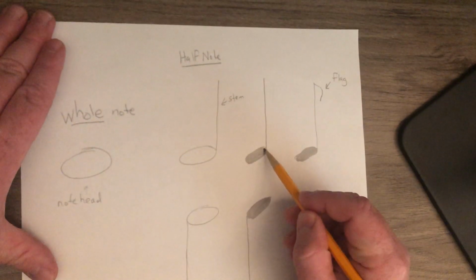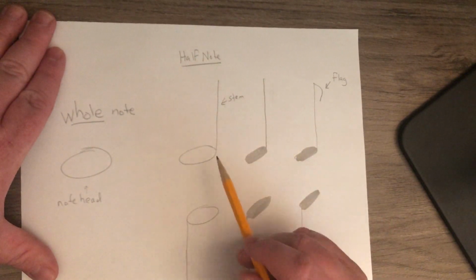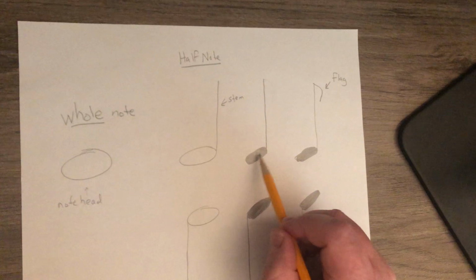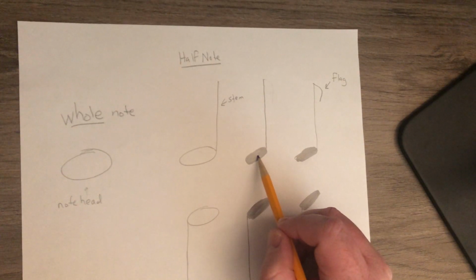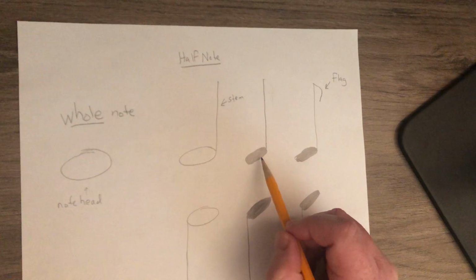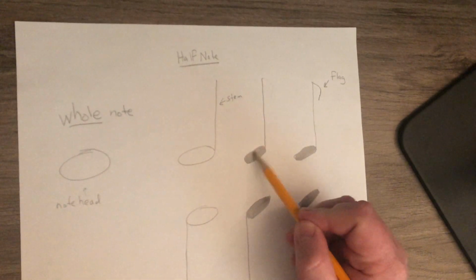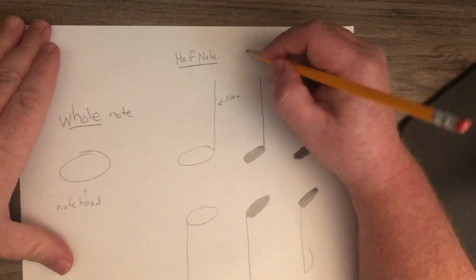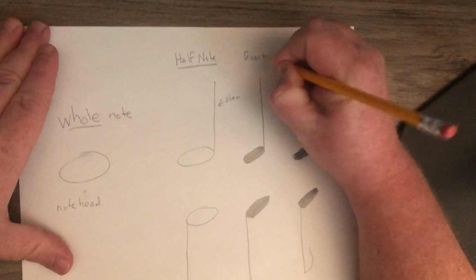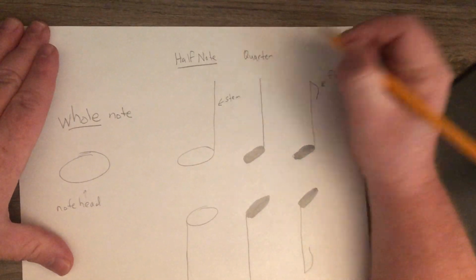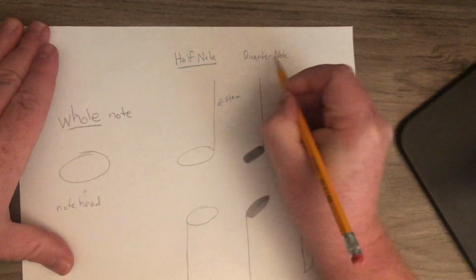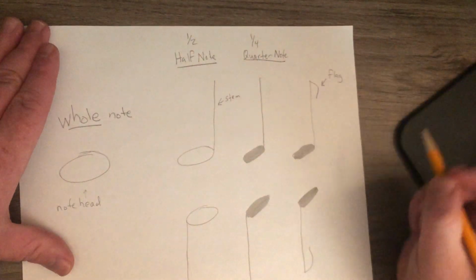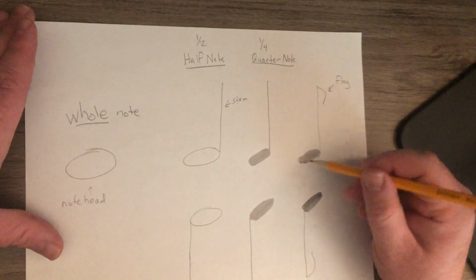Okay, next one. Look at this note head. This note head, it looks a lot like a half note, but what's the difference? You got it. The half note is not filled in. This one has a note head that is filled in completely, okay? So it's the same as the half note, except it's got the note head filled in, and it still has one stem with no flag. That is called a quarter note. I'm going to put some numbers up here too for you. 1/2, 1/4.